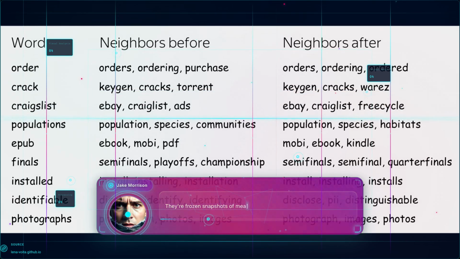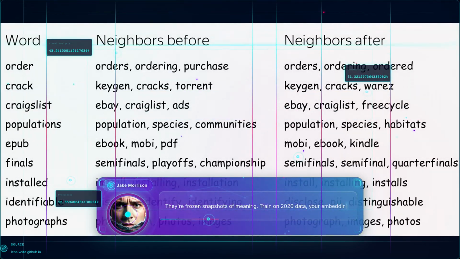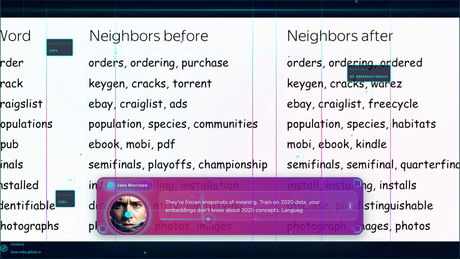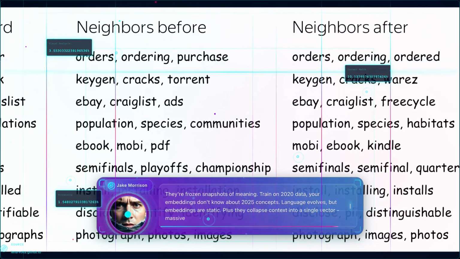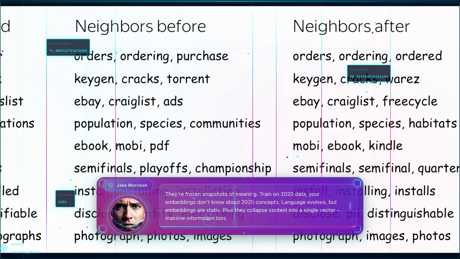They're frozen snapshots of meaning. Train on 2020 data, your embeddings don't know about 2025 concepts. Language evolves, but embeddings are static. Plus, they collapse context into a single vector, massive information loss.